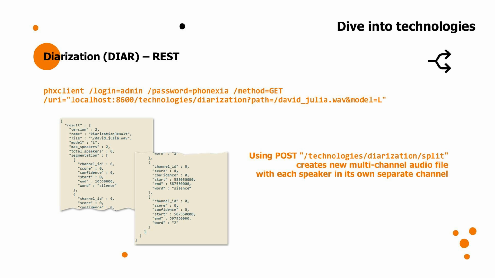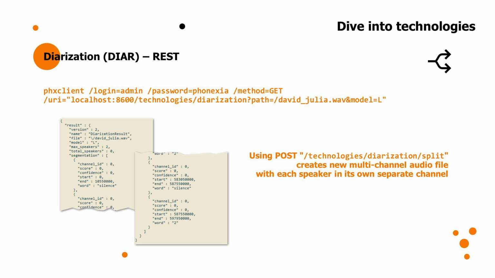Screenshots show the JSON response returned from server. Result object containing version and name of the result structure, name of the processed file and technology model used for the processing, and the parameter specifying the number of speakers. And a segmentation array containing details about detected segments. Channel ID is always 0 since diarization processes mono files, then score and confidence, which are not used, and also 0, and start and end times of the segments, and whether it's a silent segment or a speaker number. The times are in HTK units. 1 HTK unit is 100 nanoseconds, so dividing the times by 10,000 gives the amount of milliseconds.